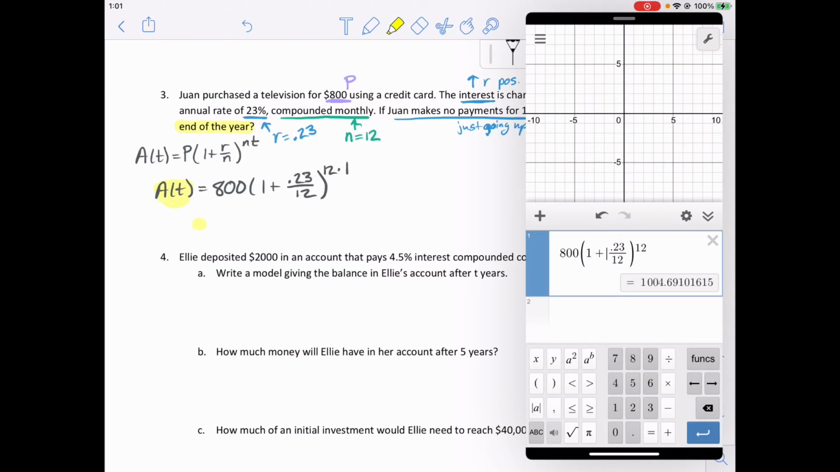So what we get is that he would owe $1,004.69. That's almost $205 more. And so this is a problem with credit cards: if we don't pay them off, you can end up paying significantly more than you ever thought you would if we avoid payments.